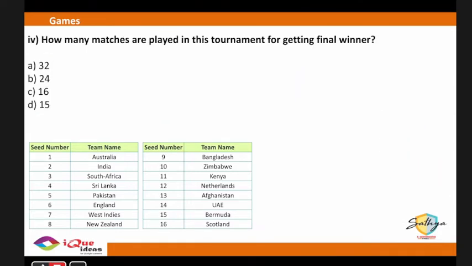How many matches are played in the tournament for getting the final winner? Oh, come on. You don't need to count. It's a knockout tournament, guys. In knockout, if there are n teams, you just need n minus 1 matches, because out of all the teams only one wins. Everyone else gets eliminated in a single match each. So there are a total of 16 teams, which means there are going to be 15 knockout matches. In 15 matches you will get the winner.